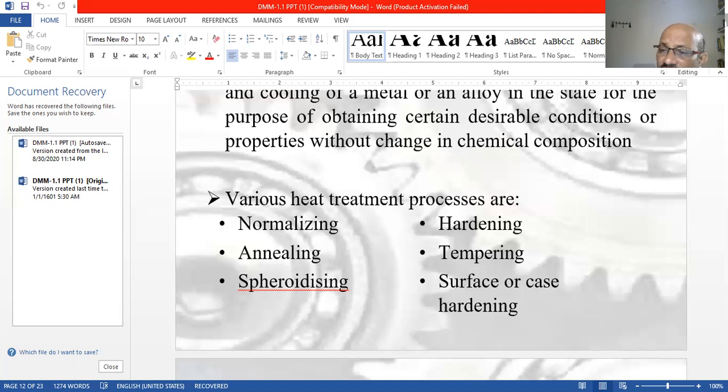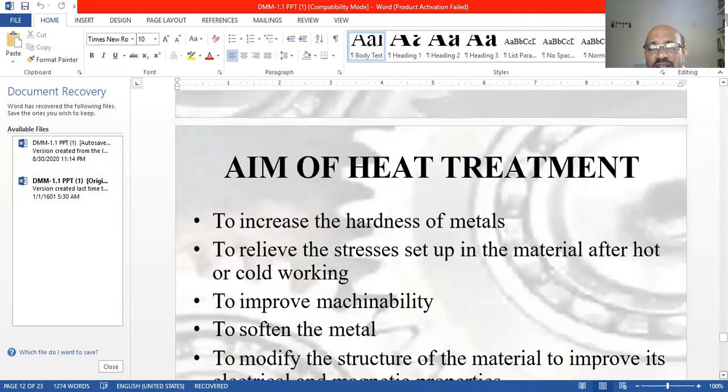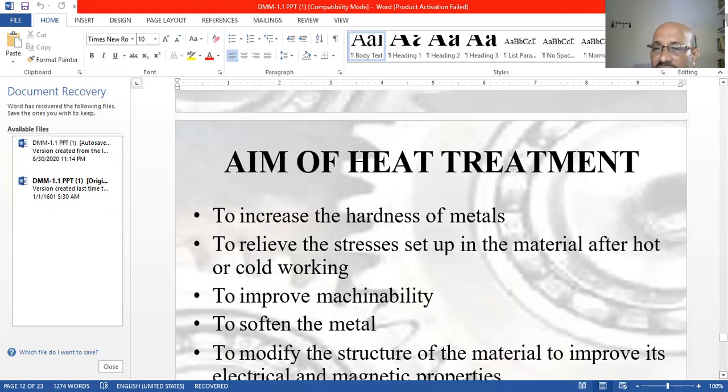With this, I am going to stop. Next, we will discuss why we have to go for heat treatment, and non-ferrous metals also I will discuss. Okay, next video.